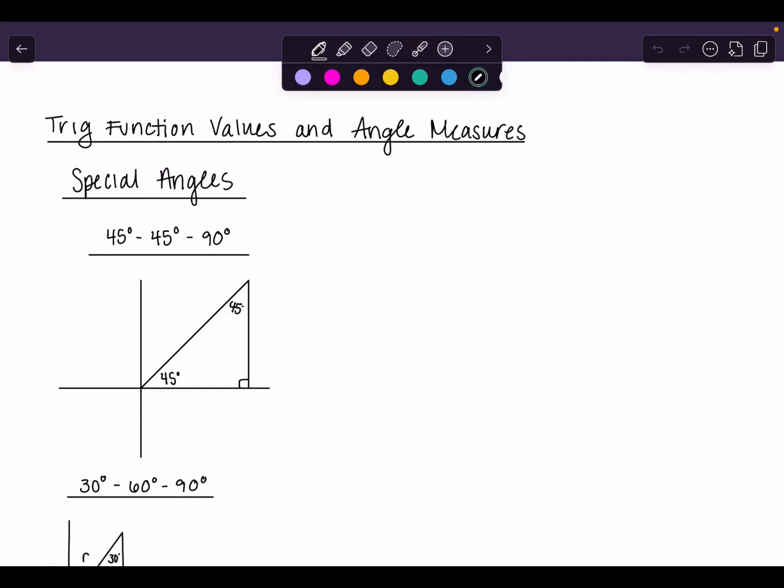So we're gonna dive deeper into our trig functions, keep working with them, but specifically we're gonna look at some special angles and then talk about more connections that we have with all of our different trig functions. So the first special group of angles we're gonna talk about are 45, 45, 90 degree triangles. What that means is your three angles are 45, 45, and 90 degrees.